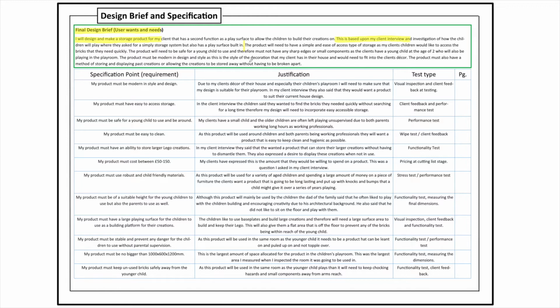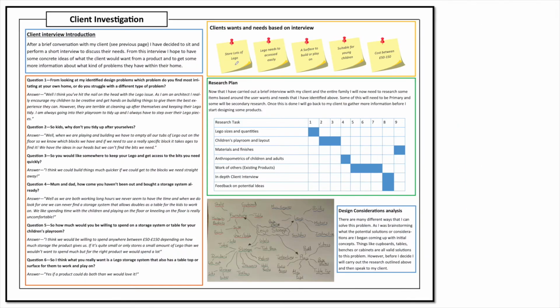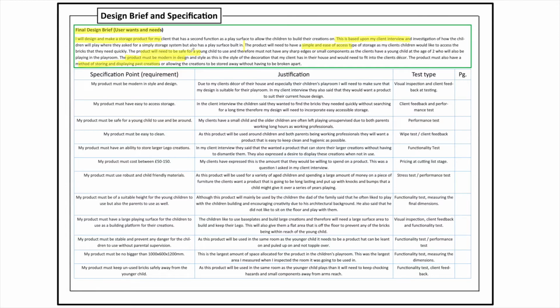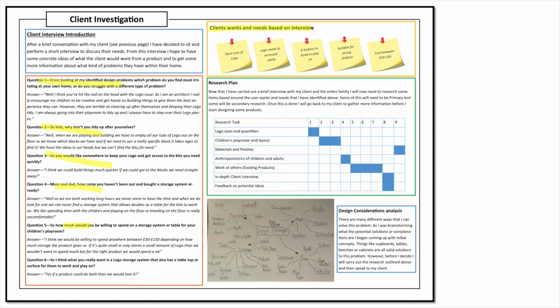However, I'm trying to achieve 9 to 10 marks, which is the comprehensive section. So I'm going to go into a little bit more detail and go into some of the features that my client would like. For example, they would like a simple and accessible type of storage. It needs to be safe for young children. It must be modern in design. It must have a method of storing past creations. These are things that my client has told me, and I know that because on my very second page, I've got a list of wants and needs from a client. I've interviewed them. So not only have I got it in my design brief explaining what they want and why, I've got it clear as day in my research, and that's really important.